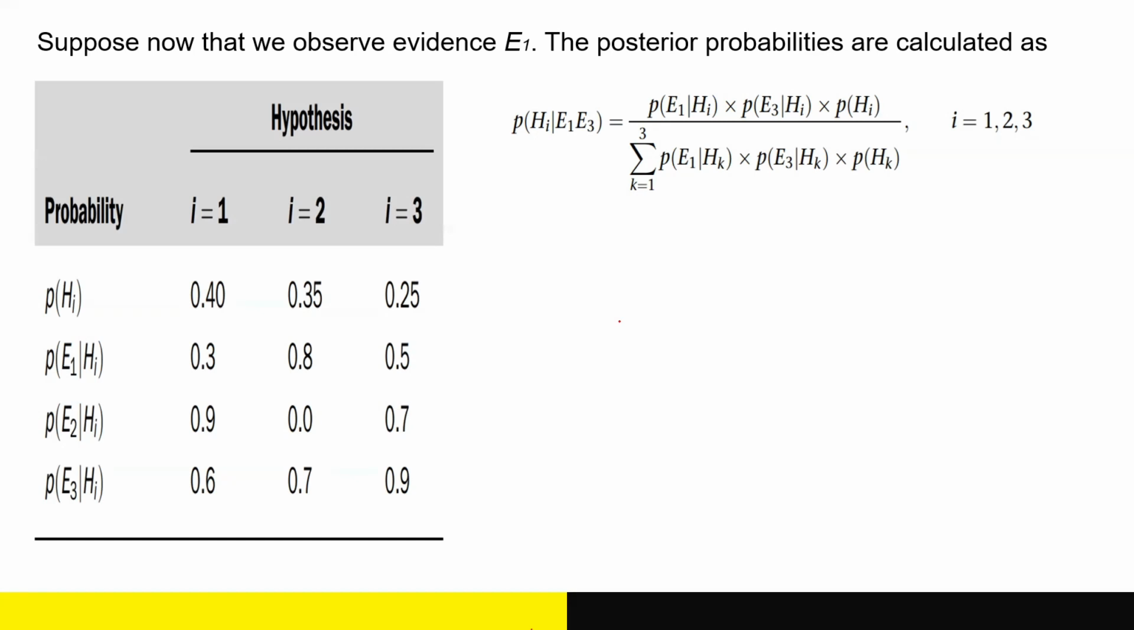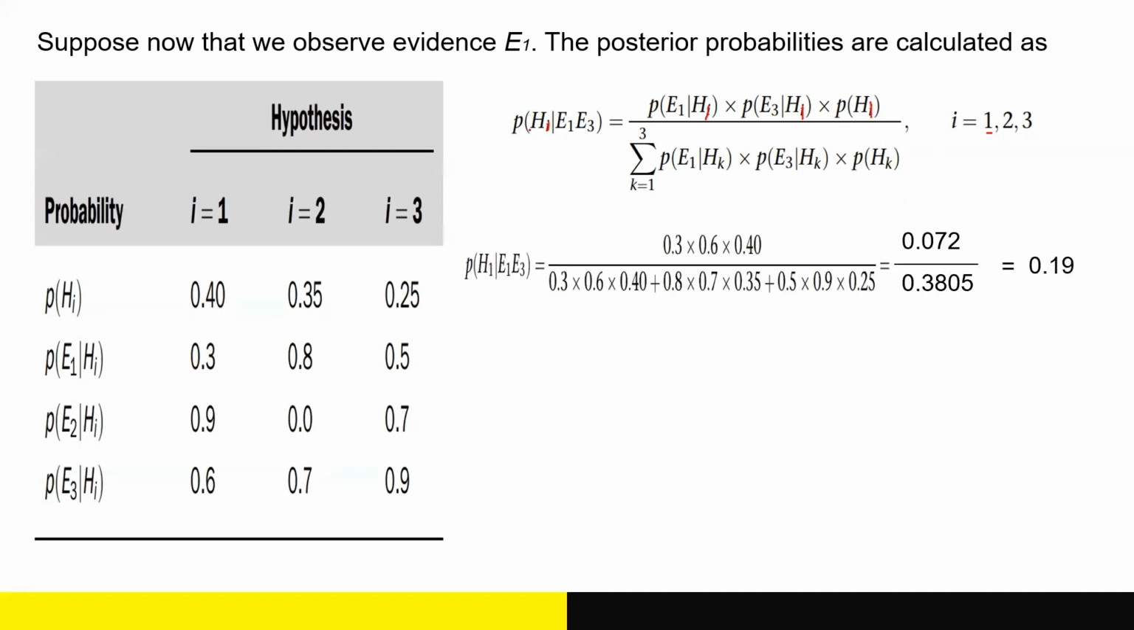Suppose now that we observe evidence 1. The posterior probabilities are calculated using this equation, wherein our i is equal to 1, 2, 3. So kung kanina po yung kinumpute po natin is for evidence 3, so now madadagdagan po siya ng evidence 1. So our i is equal to 1.